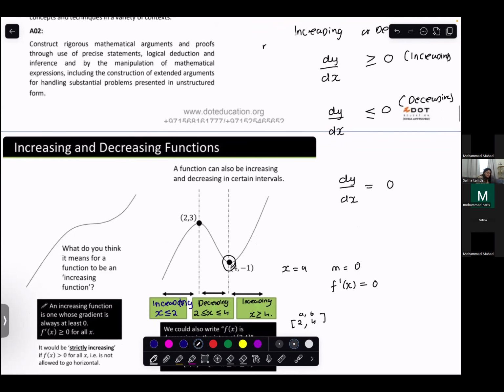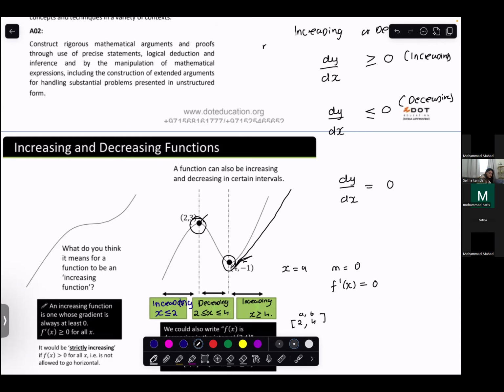Okay, this is the turning point. When I say it's the turning point, that means my function is changing from increasing to decreasing. And over here, it is changing from decreasing to increasing. Okay, are you with me? Yeah.